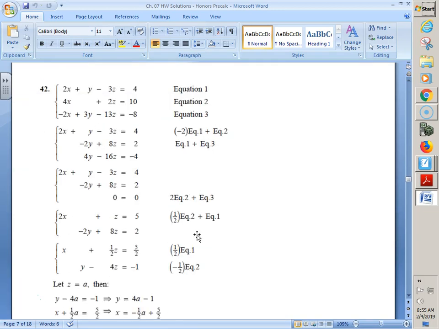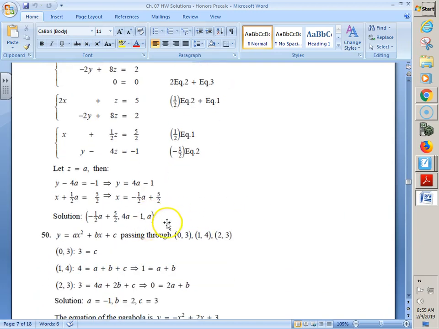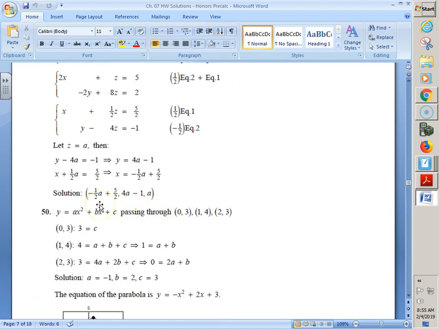Number 42, I think this is back to homework 43, right? Number 42 was the end. This is the one that we worked through on Friday. Yeah? So hopefully we were right. Make sure that we were. Negative 1/2 A plus 5/2 was X, 4A minus 1 was Y, and Z was A. I think on Friday, didn't we also write it 5 minus A over 2? That works also. But either way, it matched. Perfect.